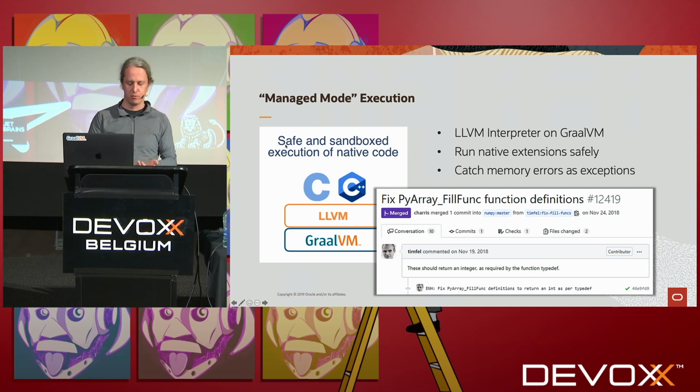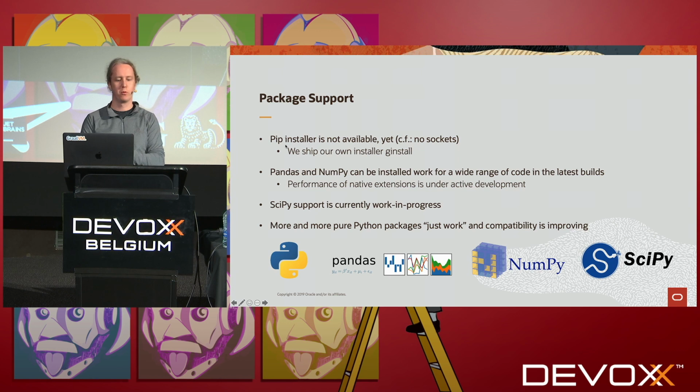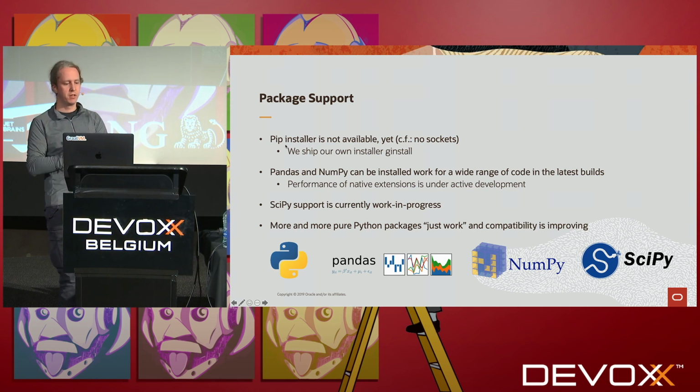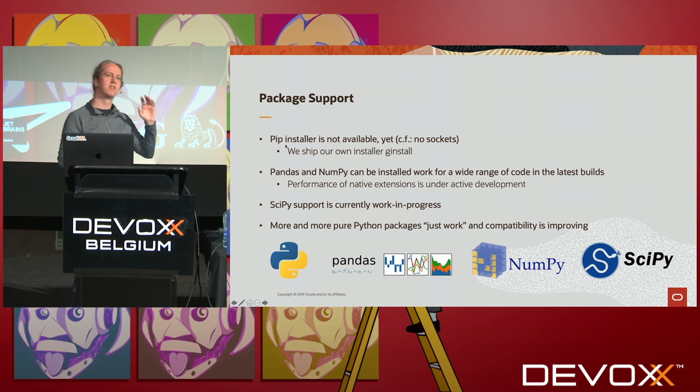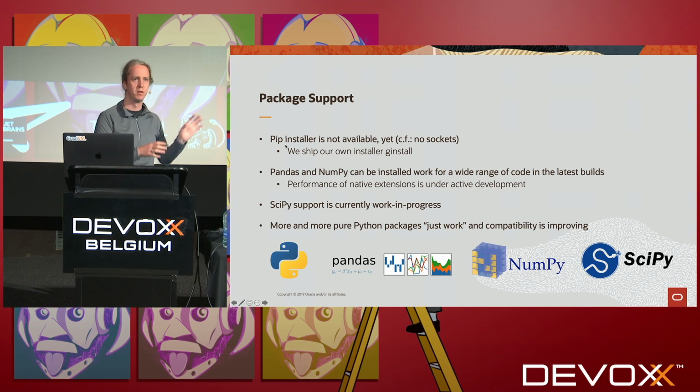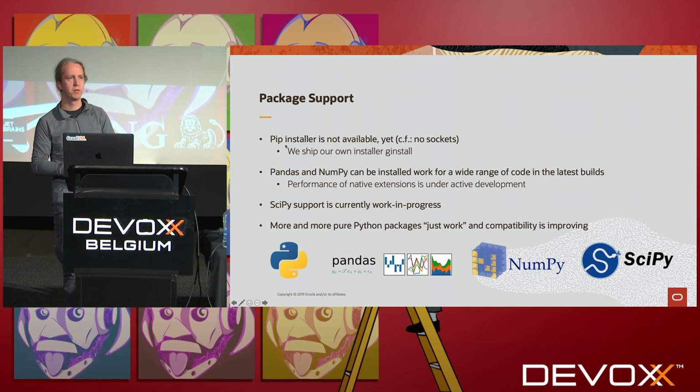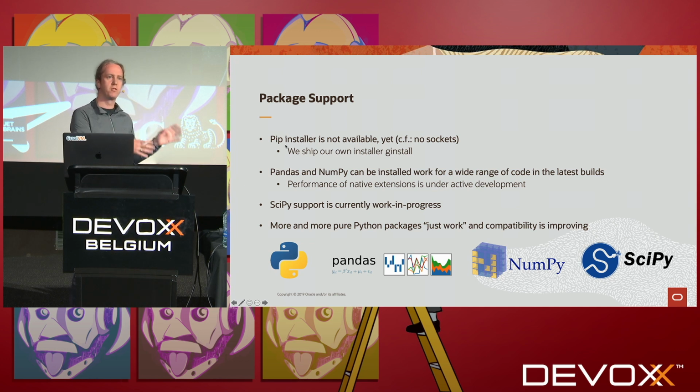The Graal Python runtime is obviously work in progress. A lot of things work at the moment already. You're not going to install your arbitrary package using pip, because pip doesn't work at the moment. It uses so much of the Python API that it doesn't work yet. But we ship our own installer called ginstall. It's going to install NumPy and pandas and SciPy and whatever in versions that we know work best.